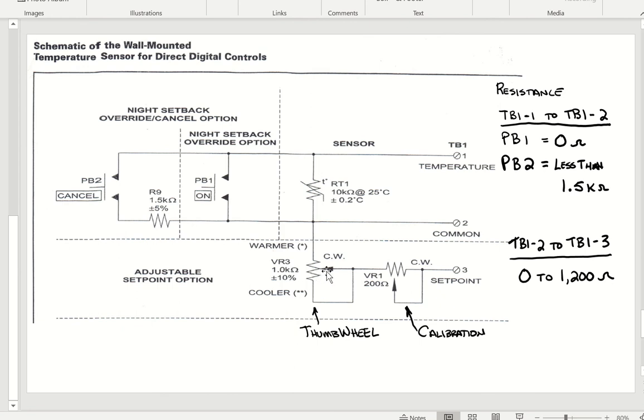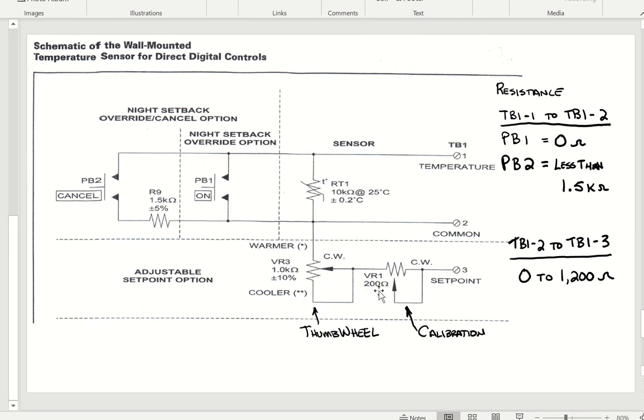It would change. Now, if you move the set point all the way to here, you would have very low resistance when you measured from common to 3. And if you move the set point way down here, or the wiper way down here, you would have maximum resistance of 1,000 ohms. That's how it knows the set point, and you'll see on the chart here on the last page what the resistance between 2 and 3 should be based on the thumb wheel set point.